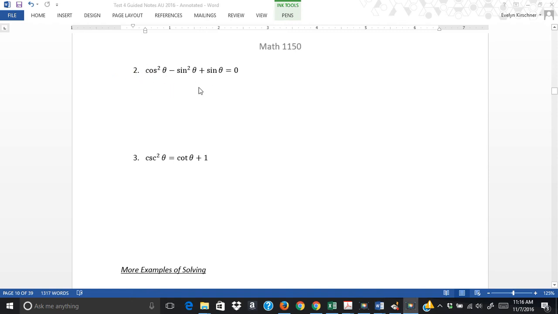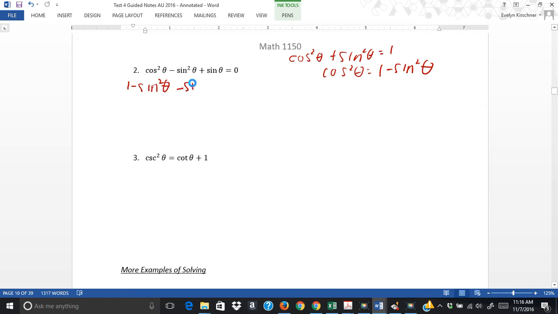Here I also have an equation where I have sines and cosines, but since I have more sines, I'm going to replace cosines. So I had cosine squared theta plus sine squared theta equals 1, which means that cosine squared theta is 1 minus sine squared theta. So I have 1 minus sine squared theta for cosine squared theta, minus sine squared theta plus sine theta is 0. So that tells me I have negative 2 sine squared theta plus sine theta plus 1 is 0.